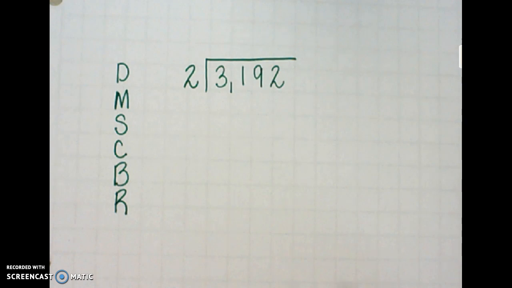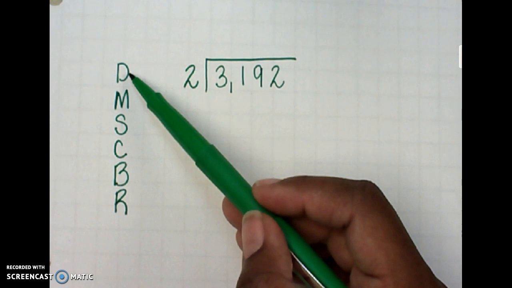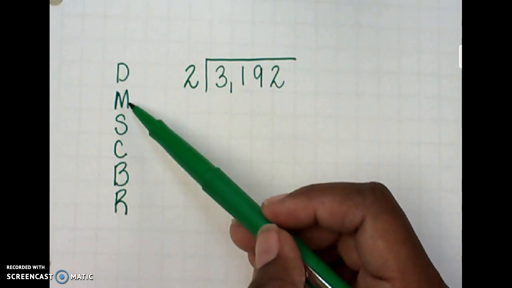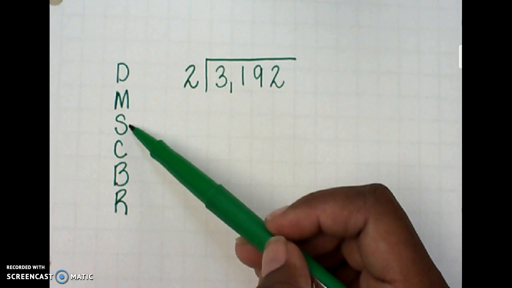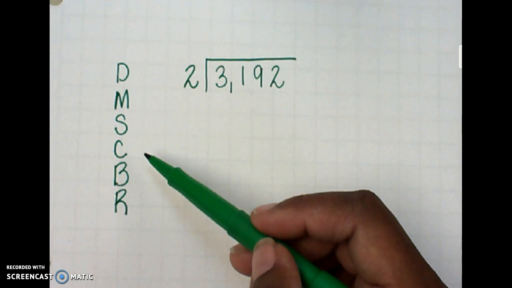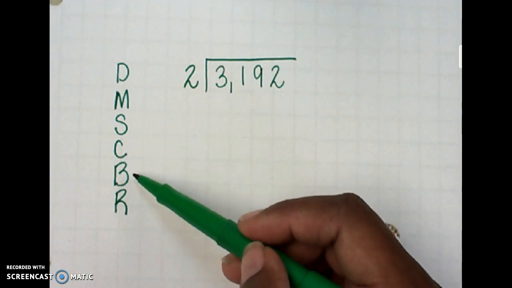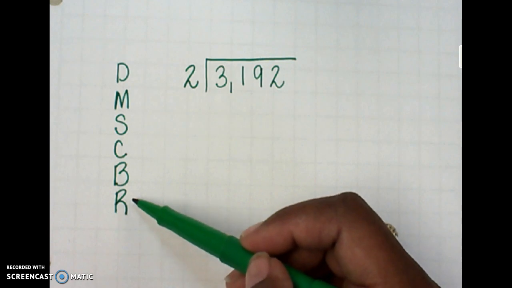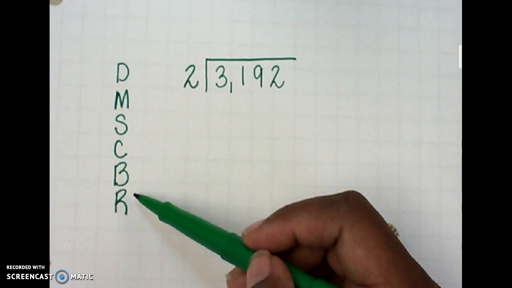We know that the D stands for divide. The M stands for multiply. The S stands for subtract. The C stands for check. The B stands for bring down, and the R stands for repeat. So now we're going to get started. We're going to divide.